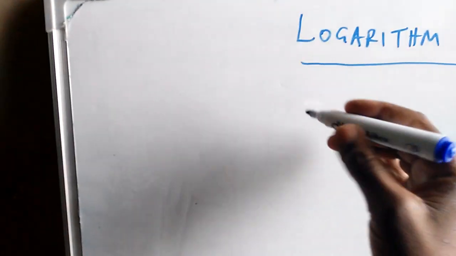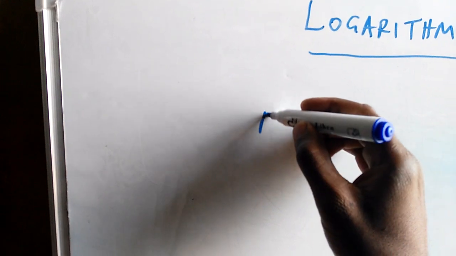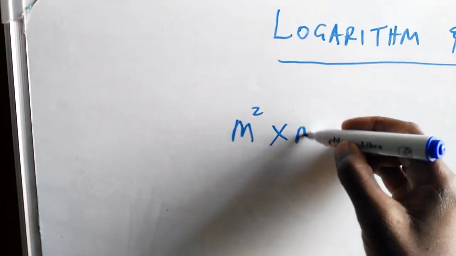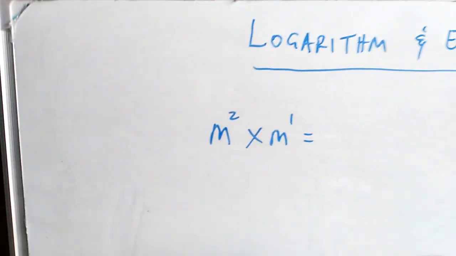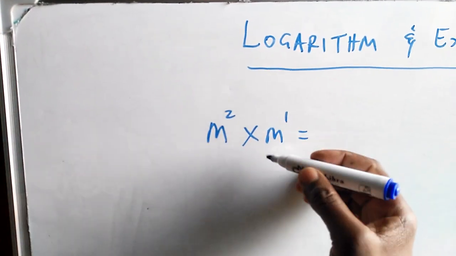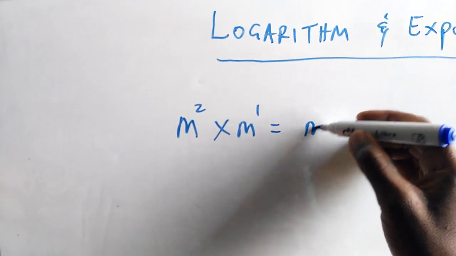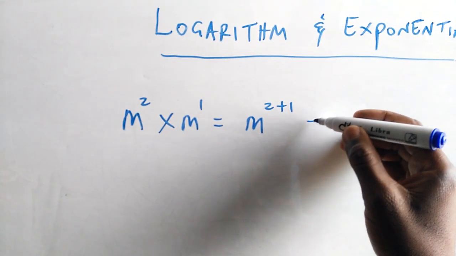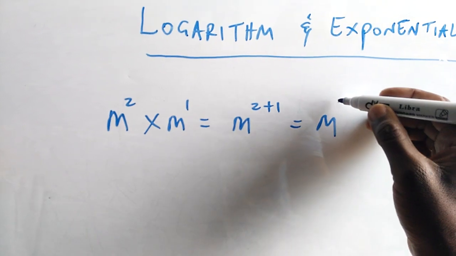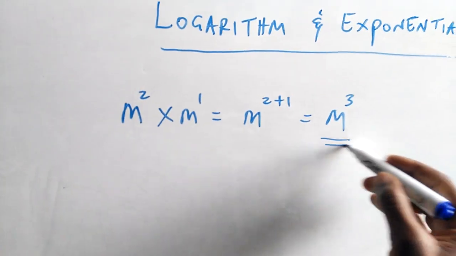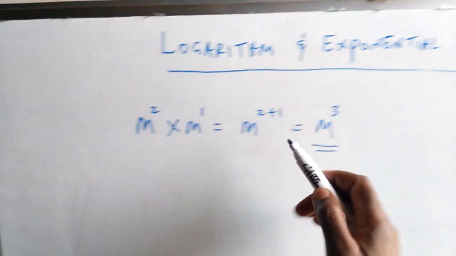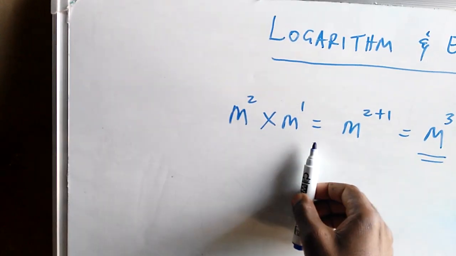Remember, when we are multiplying, remember the basic rule of indices. When you are multiplying, you simply add the powers. Therefore, you have m to the power of 3. It's turned into an exponential function via the multiplication.